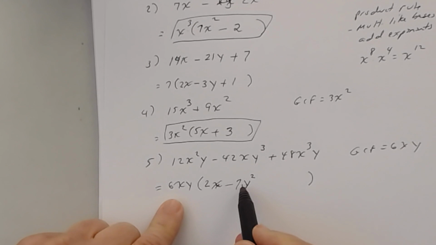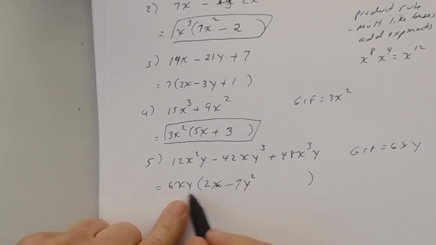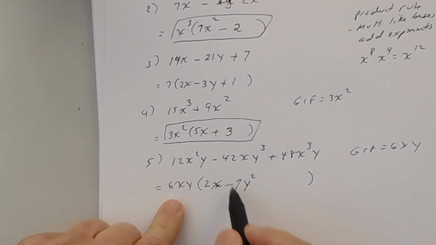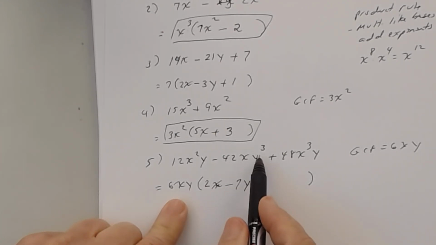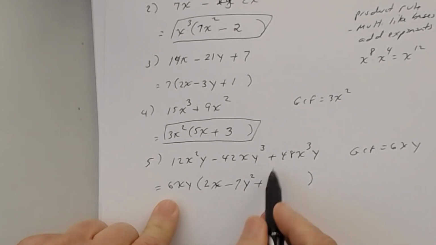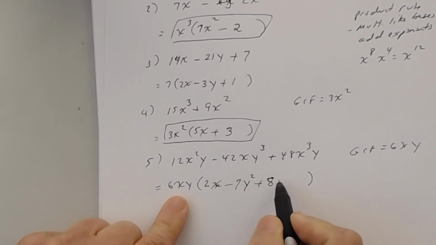Because x times 1 is x. Y times y squared is what? Y cubed. Plus 6 times what is 48? 8. And then x to what power? Squared. Do I need any y's?